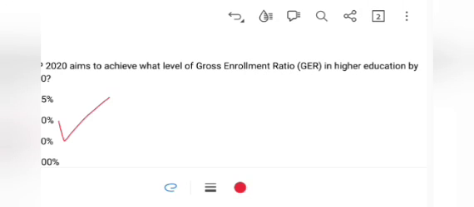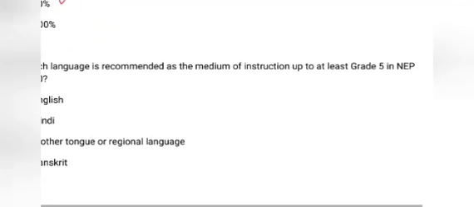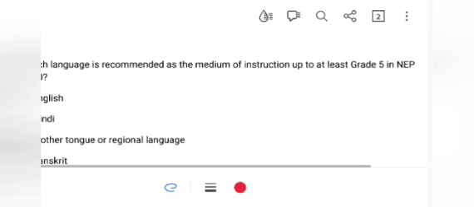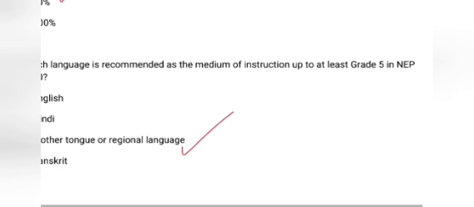This is their aim. Then which language is recommended as the medium of instruction up to at least grade 5 in NEP 2020? English, Hindi, mother tongue or regional language, Sanskrit. If you are involved in current affairs, then you will get to know that mother tongue or regional language was given preference, and in these languages education will be imparted.